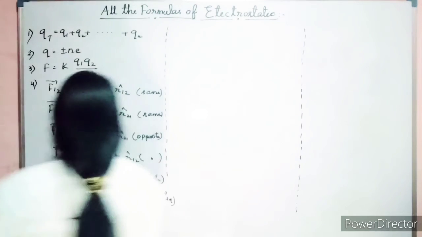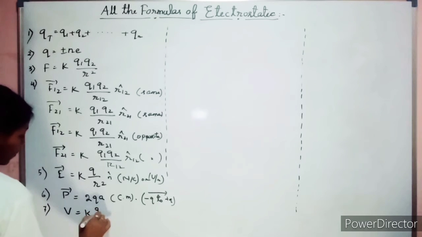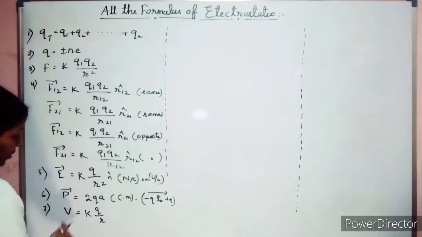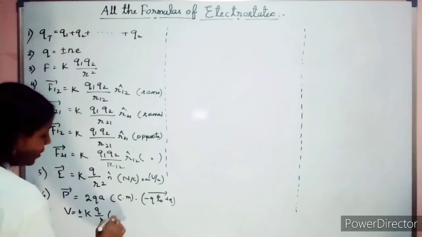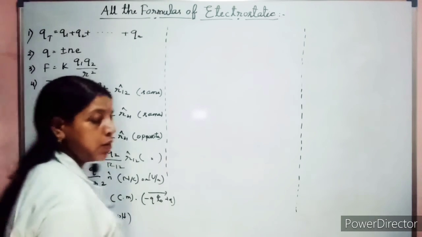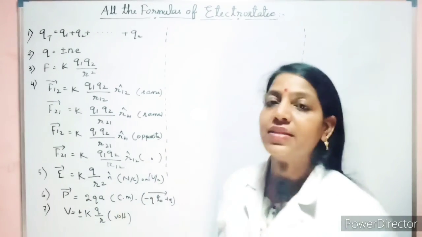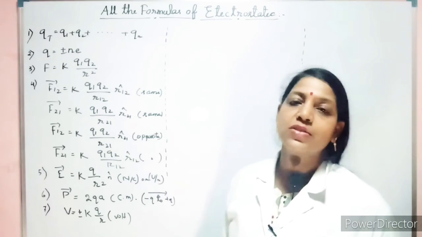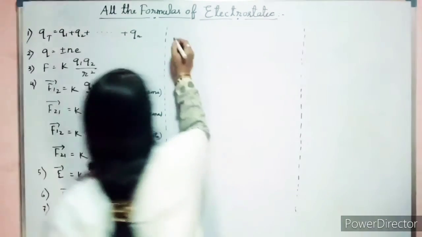Next, what is the formula of potential? Potential equal to KQ by r. You can better write it as plus or minus KQ by r, in volt. Potential is a scalar quantity, whereas electric field is a vector quantity. Dipole moment also is a vector quantity. Fine.